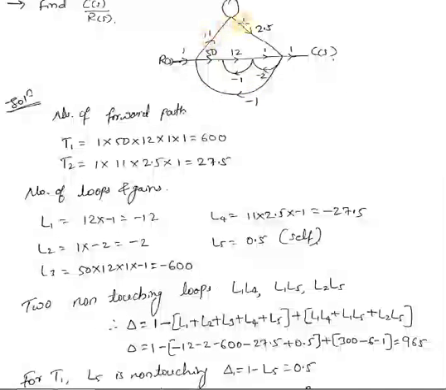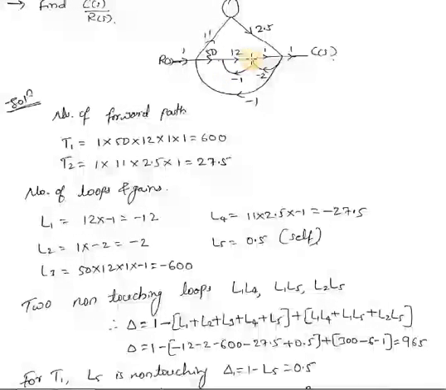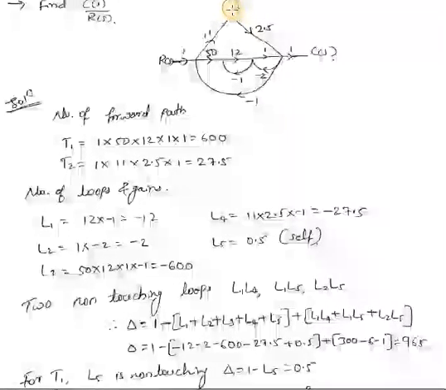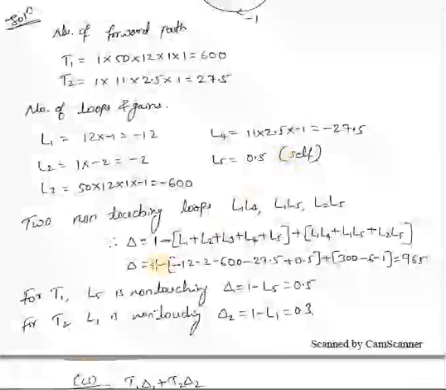So again these two are not sharing any common node, so I can take L1 and L5 as the non-touching loop pair. Then if I take L2 here and L5 is a self loop, again they also don't have any common node, so we can say that they are two non-touching loops. Then you need to write the equation for delta.